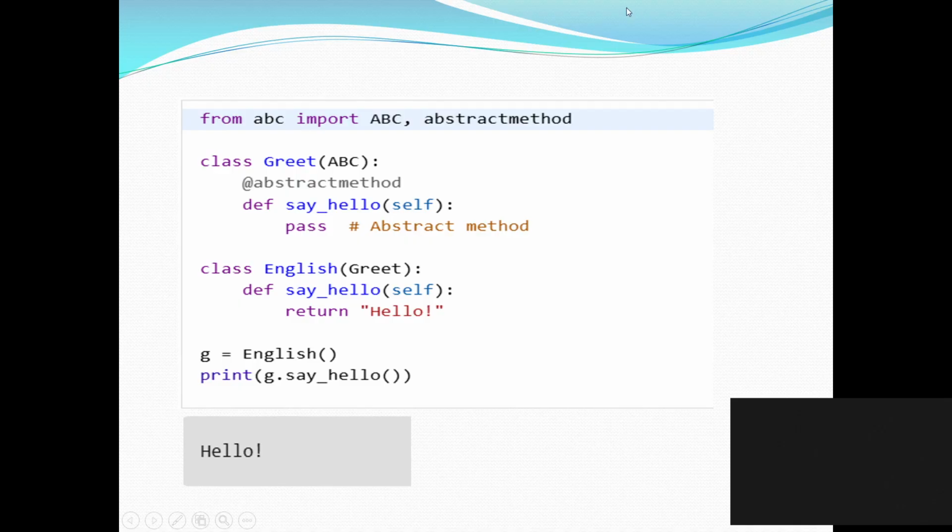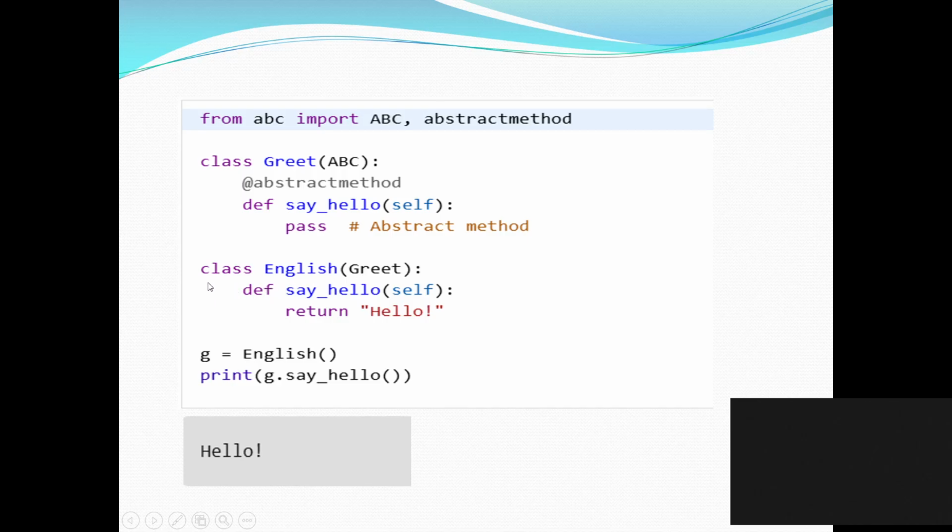So here I have from abc import ABC, abstractmethod. class Greet. We have a decorator called abstractmethod. Decorators will be discussed when we come to the advanced course. Right now, just see that it's a decorator called abstractmethod, that's it. And we have a method called def say_hello which just has pass. So this is an abstract method.